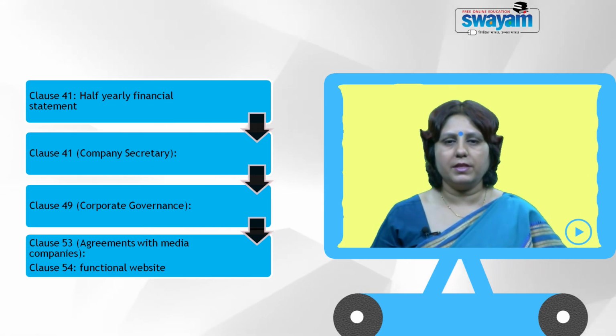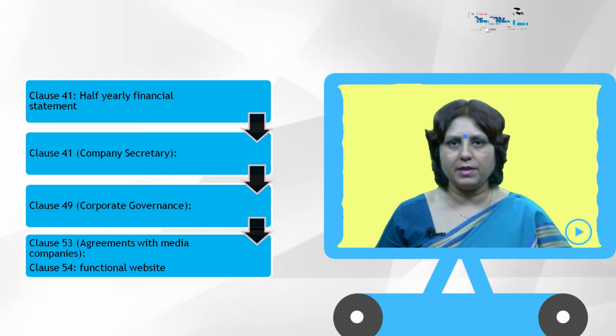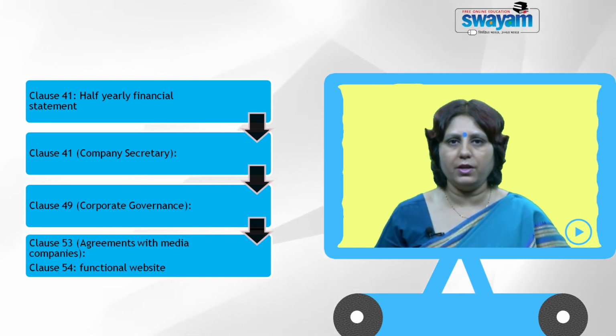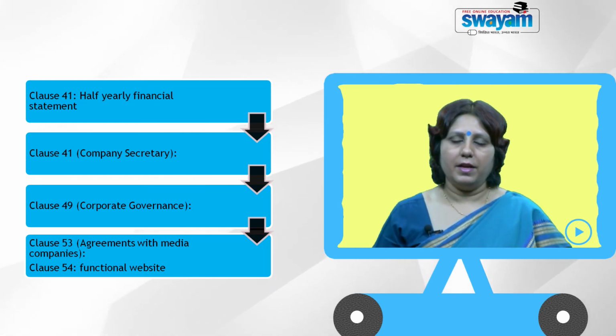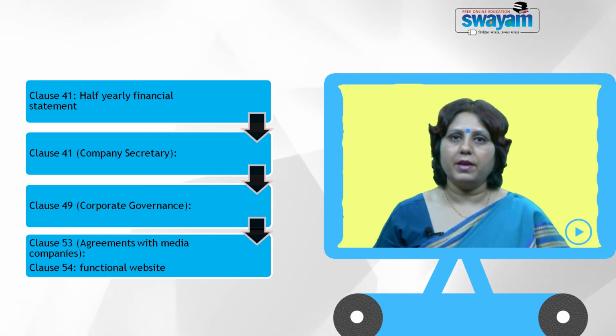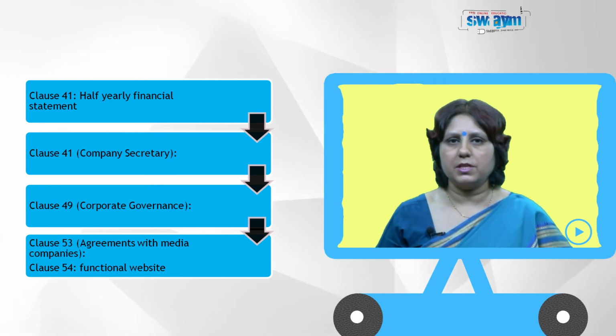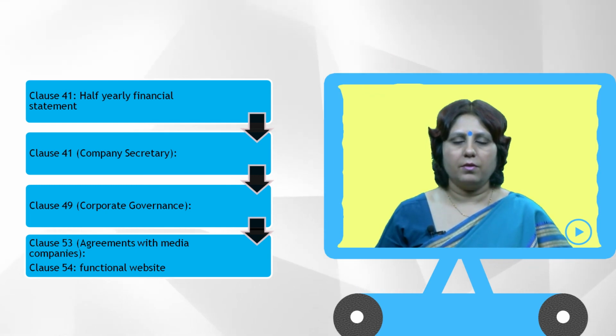Clause 53 is about agreements with media companies. If a company has any agreement with a media company or any of its associates, then that agreement has to be disclosed. If there is any shareholding given to the media company, if it has any nominee on the board of directors of the company, or if there is a possibility of any potential conflict of interest, all this information has to be disclosed under clause 53.